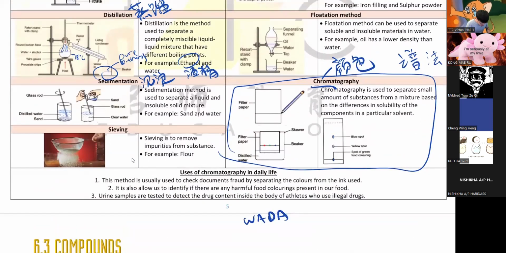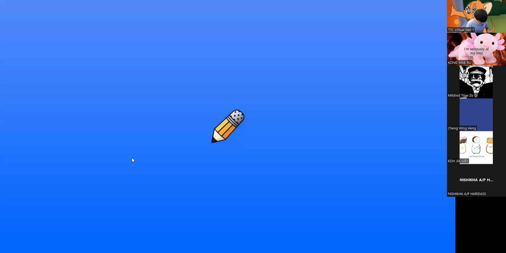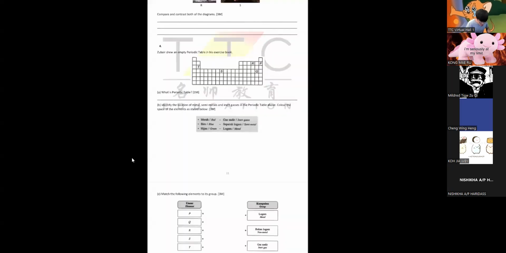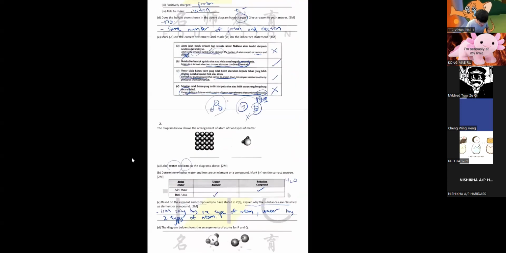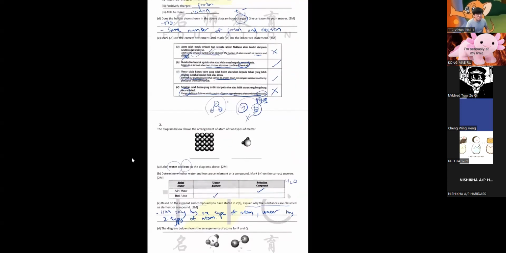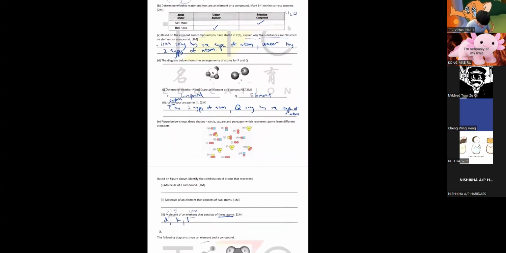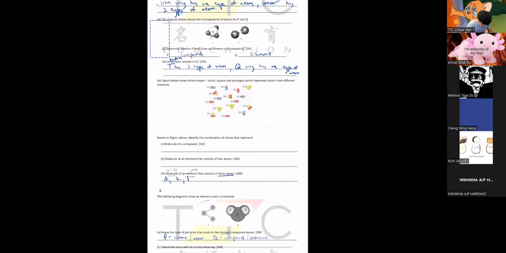Right, guys, let's go to our exercise, shall we? We didn't really do much exercise last week because it was a holiday. So where did we stop, guys? Have we done question 2? I kind of forgot where we stopped last week. Have we done question 2? I think we stopped around question 2, right? Oh, so we haven't done question 2, right?